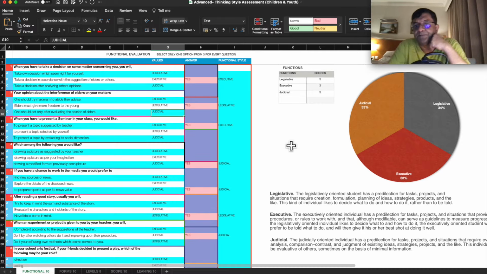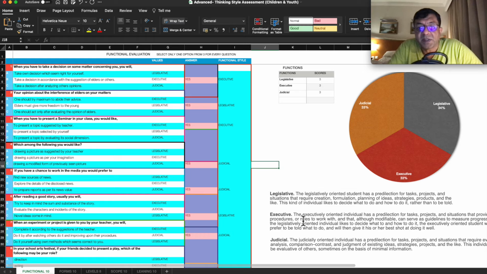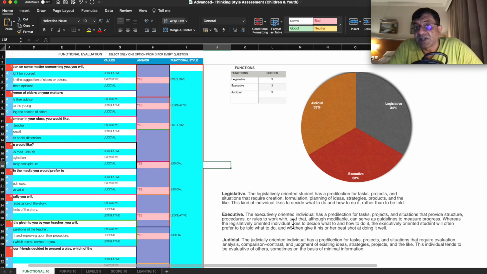Now, what do these mean? Not necessarily you'll be a judge or something. Legislative means this person has a predilection of tasks that require creation, formulation, planning of ideas, strategies, products, and the like. That's legislative kind of thinking. An executive, not everyone's an executive, is the one who has predilection of tasks, projects, situations that provide structure, procedures, and rules to work with. Although modifiable, this can serve as guidelines to measure progress. These people are intent on measuring progress of everything, the planners, the managers, and so on.